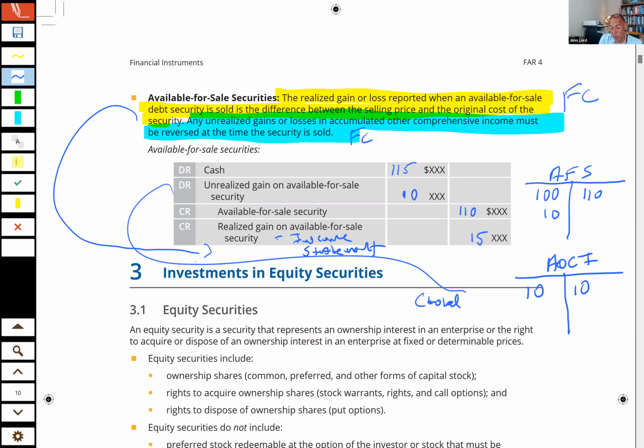So then we're burdened with this part. Yeah, once you sell it, then you've got to take that step: reclass it out of other comprehensive income and put it into what? Put it into income, okay?